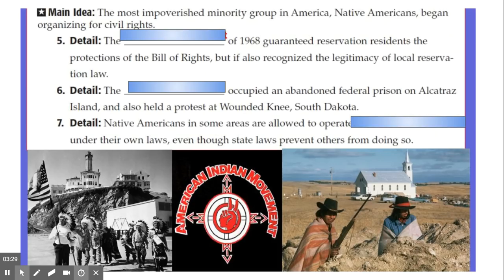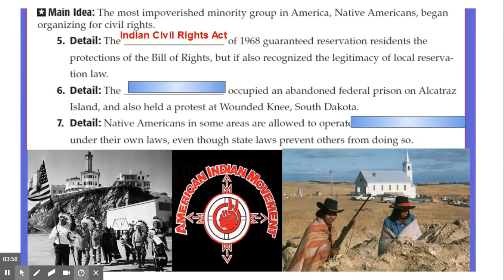Your next main idea. Among the most impoverished minority groups in America, Native Americans began organizing for their civil rights. In 1968, the Indian Civil Rights Act was passed, and it guaranteed reservation residents protections of the Bill of Rights, but it also recognized the legitimacy of local reservation law.